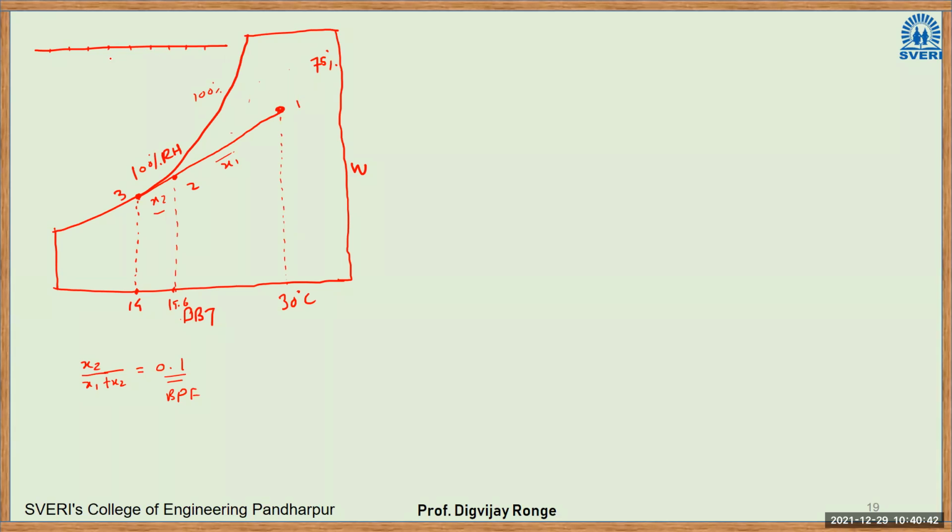Okay, so these are the 10 equal parts. Whenever I say bypass factor is 0.1, that means this much amount is 1 and the remaining is 9. That way I have to divide the whole line. Whenever I say bypass factor is 0.3, that means I have to divide the line such that there will be 3 parts here and the remaining 7 parts will be like this.